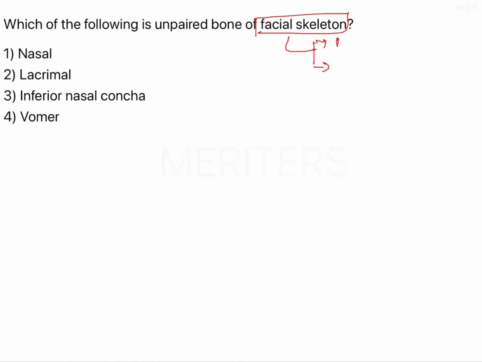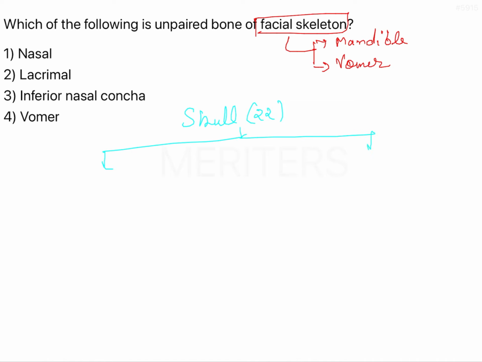So, what are those? One is your mandible and the second is your vomer. These are the 2 bones which are unpaired out of the 14 bones which form the facial skeleton. Now here itself I want to give you a gist of the skeleton of the face as well as the cranium. So basically the skull is composed of 22 bones.